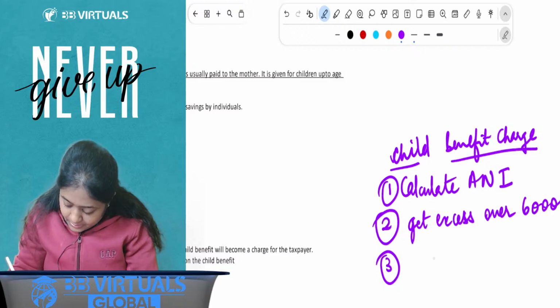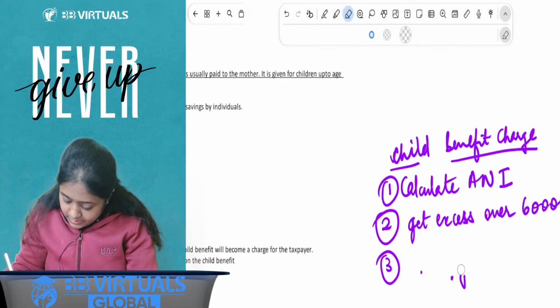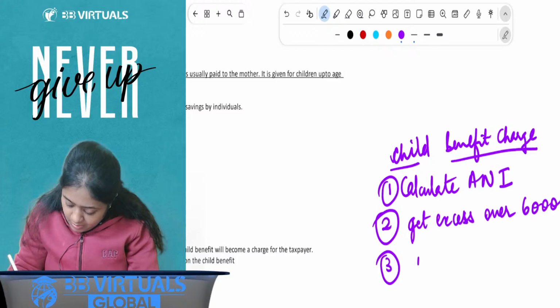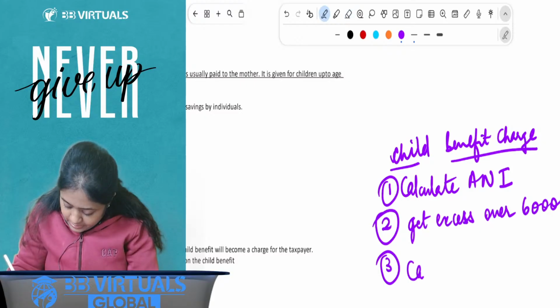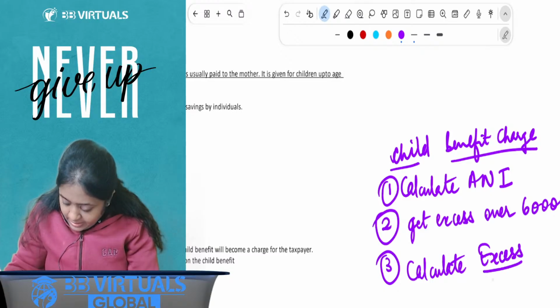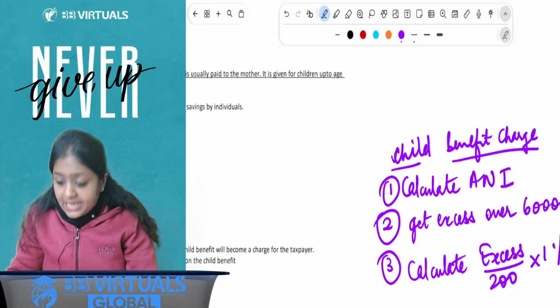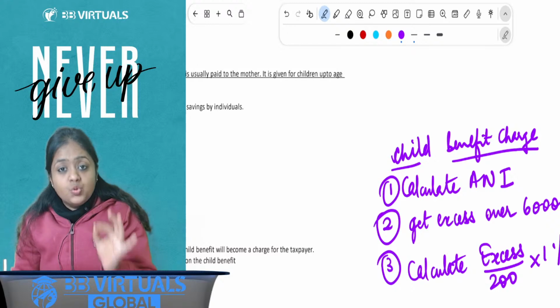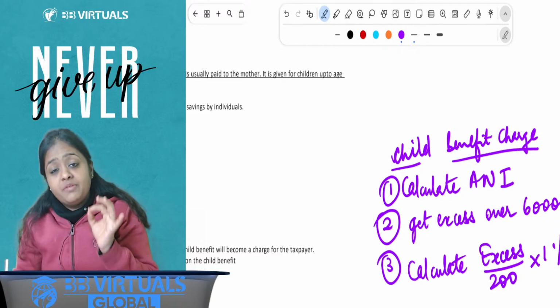Number 3: instead of multiplying the excess by 50%, we will calculate the excess divided by 200. That means for every 200 pounds of the excess, we will have 1% as the child benefit charge.